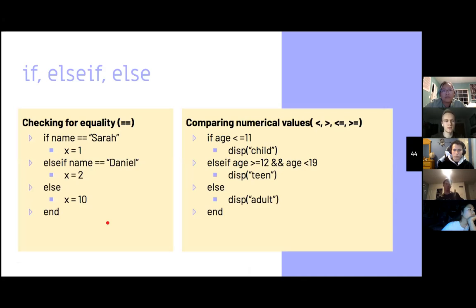So let's see some examples of that. If we look on the left, we can see our good old Boolean operators, equals, right here. So if the name string we pass in is equal to Sarah, then we will assign the variable x to 1. And we have our else if conditional below it and our else, and then our all important end at the end of our statement, so the compiler knows that we are done.